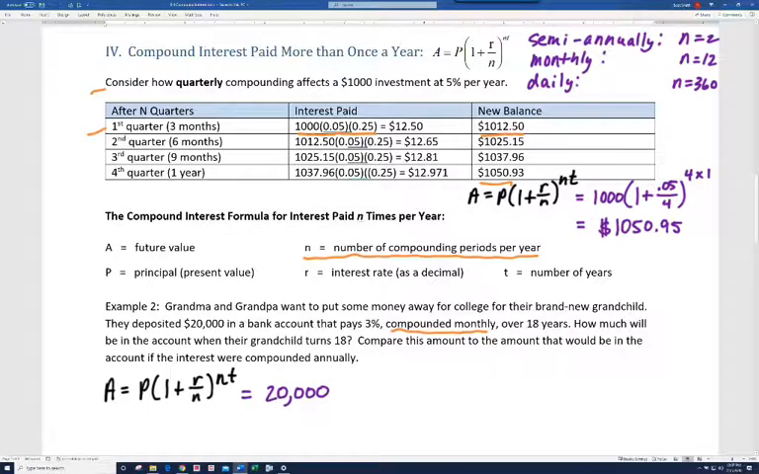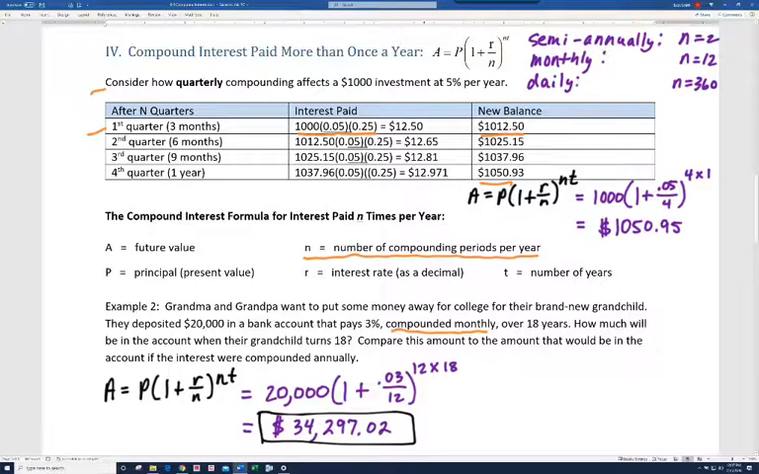P, or our starting amount, is $20,000, and it'll be 1 plus the interest rate, which is 0.03, divided by n, which we said is 12 here, to the nt power. That would be 12 times 18, since it's going to be 18 years before she goes to college. So if you plug this into your calculator, you should get $34,297.02. Now this is for interest being compounded monthly.